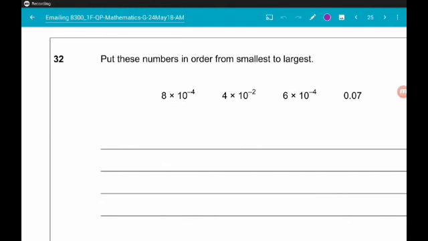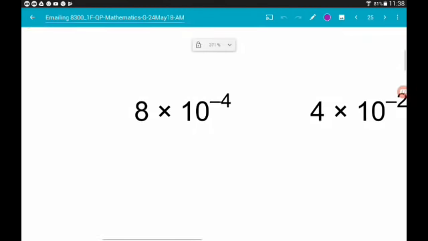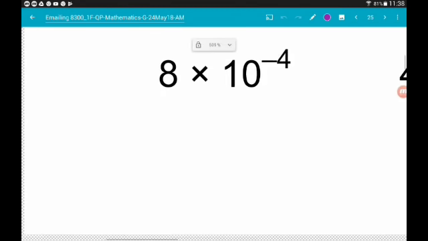Okay, 32, final question, longest paper in the world. We want to put these 4 numbers in order of size from smallest to biggest. So 3 of them are written in standard form, so we're going to write them all as normal numbers. So looking at this first one, 8 times 10 to the minus 4. So the power of 10 tells us what's going to happen with the decimal place.